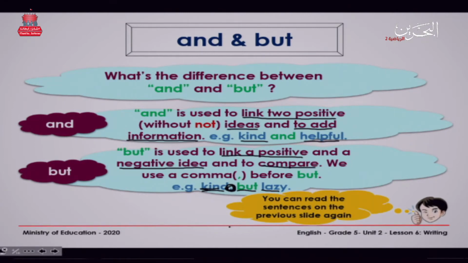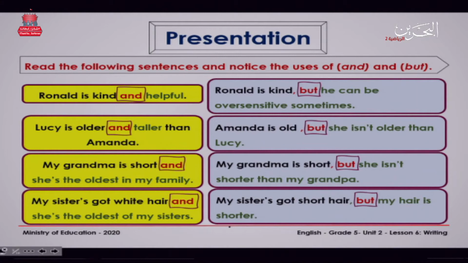Now, let's go back to these sentences and have a look again. Look at the first one. Ronald is kind and helpful. Here we have two positive adjectives. And look at this one. My grandma is short and she's the oldest in my family. Here we are adding more information.